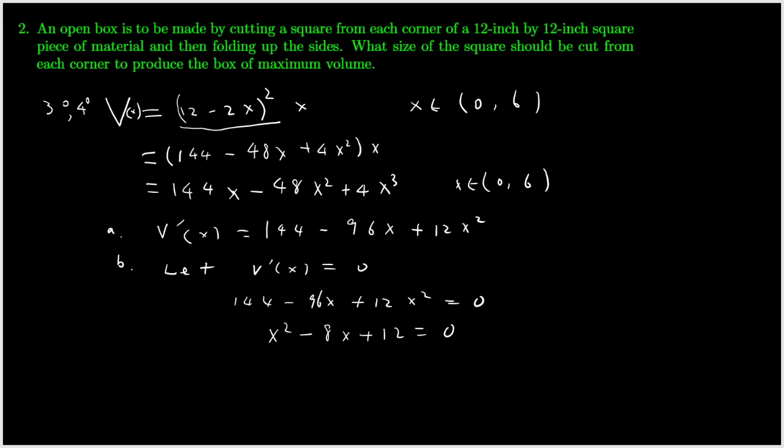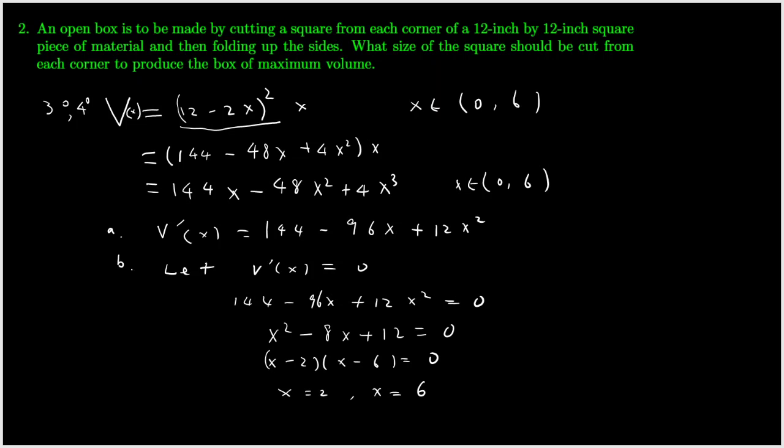And then to get the critical numbers, we factor the equation. Okay. I believe we're going to have x minus 2 times x minus 6 equals 0. In this question, it looks like we're going to have two critical numbers. I mean, the solution to the equation, we have two solutions. One solution is x value of 2, the other solution is x value of 6.